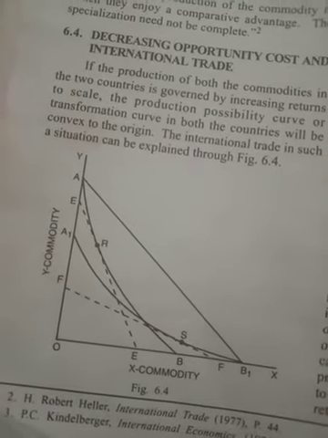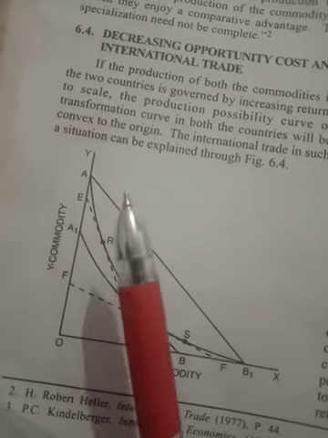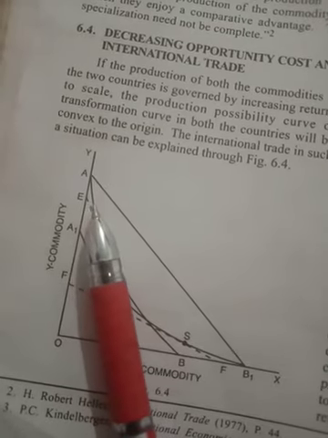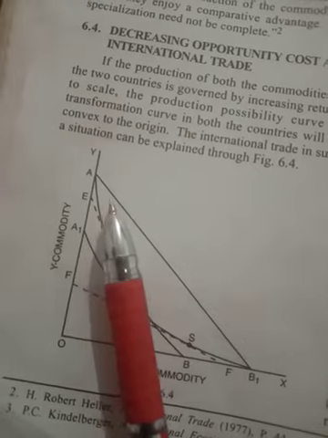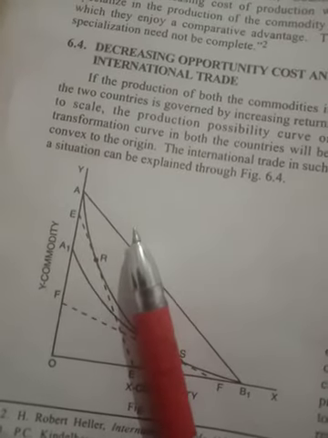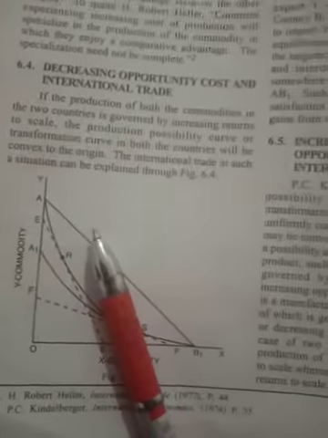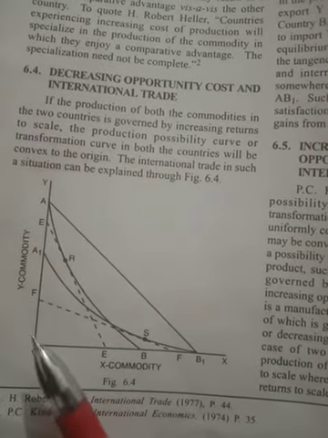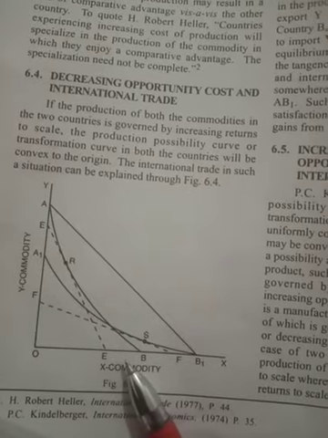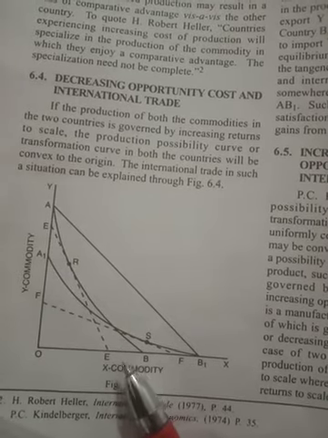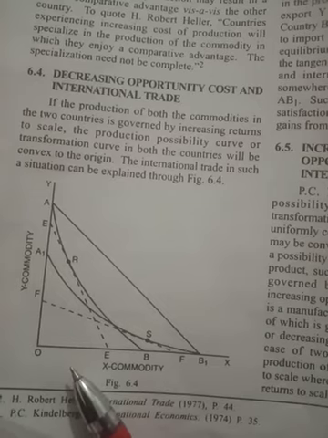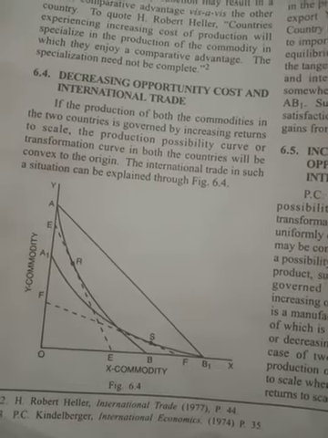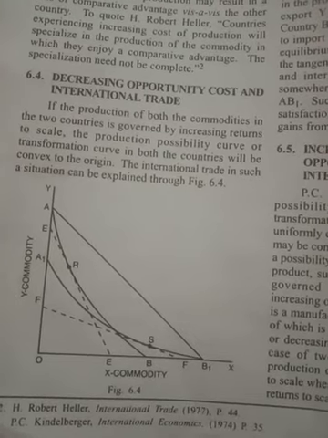See the shape of the production possibility curve. The peculiarity of this is the production possibility curve and its shape, where it is facing towards the origin. Now look at this. AB is the production possibility curve of commodity Y and country A, and A dash B dash is the production possibility curve of country B.